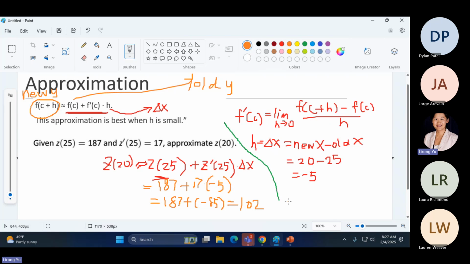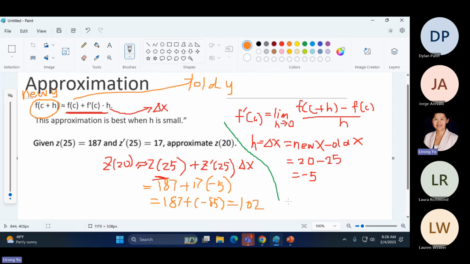So our answer to the question is that the value of Z20 is roughly 102. It's an approximation. These are equal, but this is not equal to this, because there's a limit notation in the middle. So this is an approximation because we skipped the limit notation. If you set it equal, then times h and add f of c, you get this. That's why it's an approximation, because we are omitting the limit.